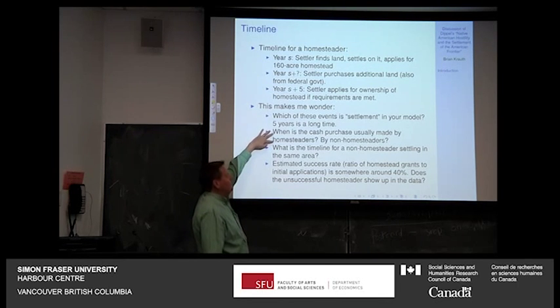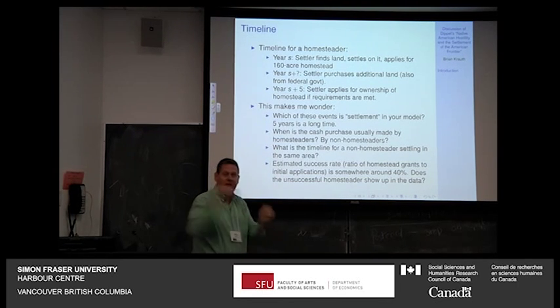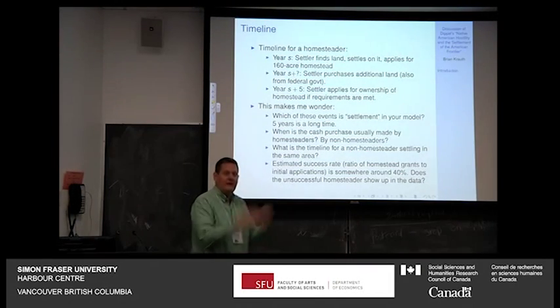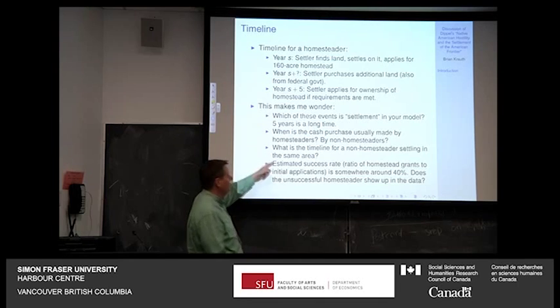Again, if the cash purchase is usually made by homesteaders at the end of the 5-year period and non-homesteaders at the beginning, then it's not an apples to apples comparison. We might have to adjust it.